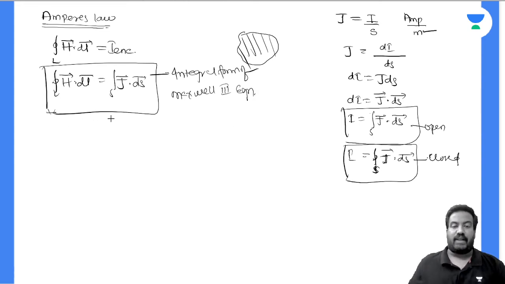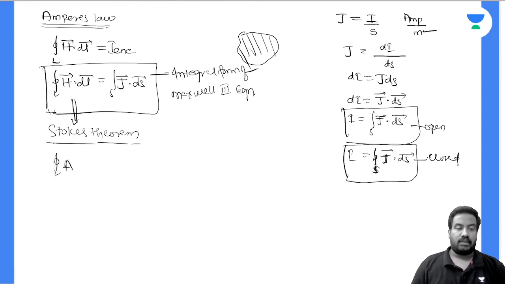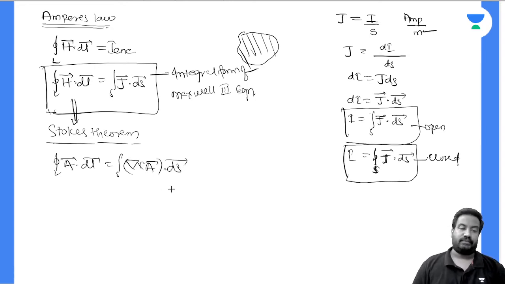Integral form of Maxwell's third equation. Applying Stokes theorem on this. What is Stokes theorem, dear? Closed loop integral of A dot dl is equal to surface integral of del cross A dot dS.